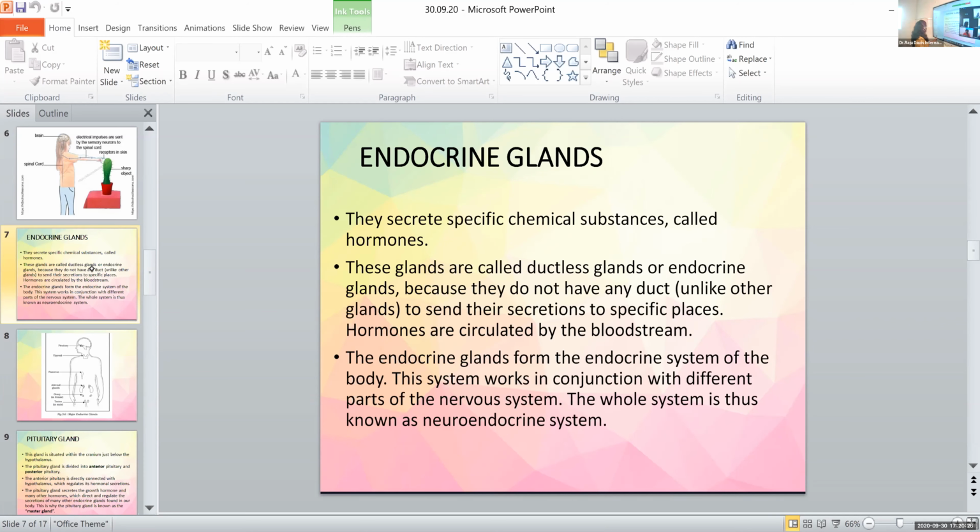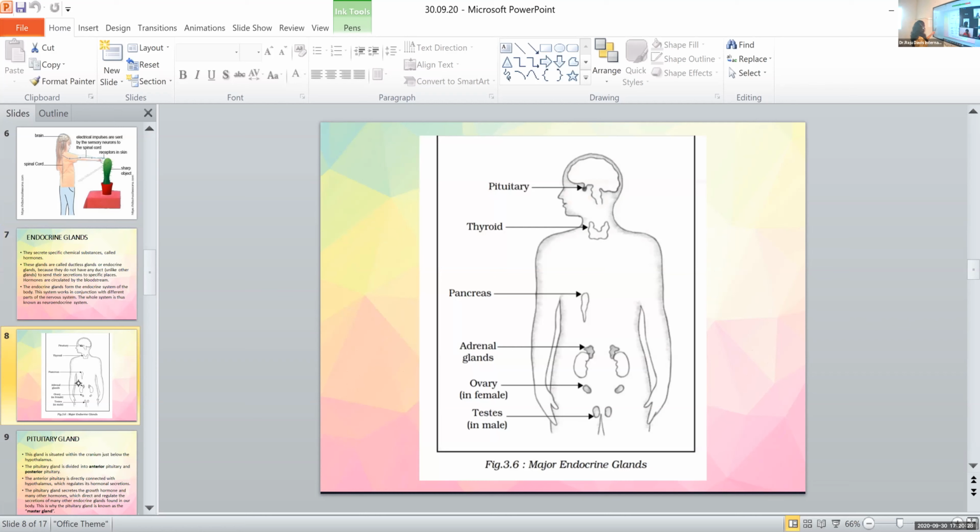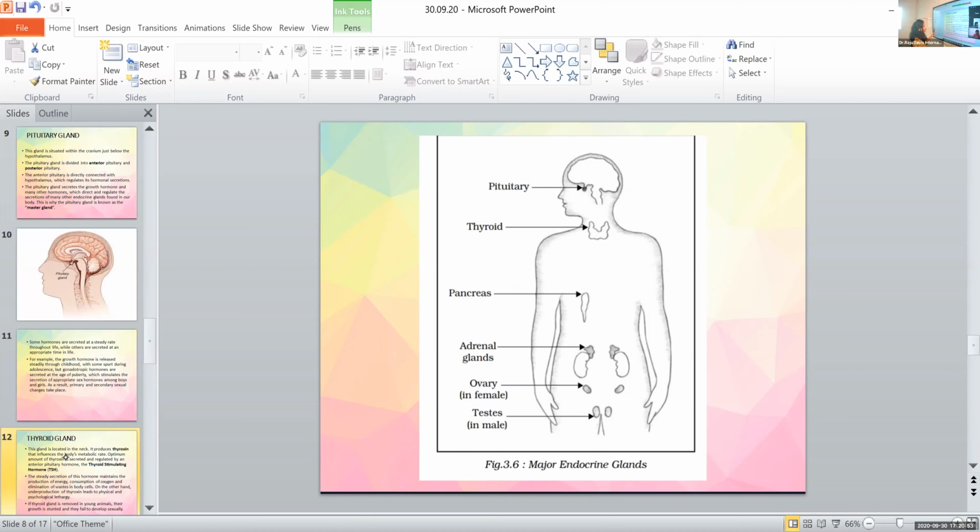And we'll see which are the major endocrine glands. So this is the picture given in your textbook. We have the pituitary gland, which is also known as the master gland. Then we have the thyroid gland. Then we have the pancreas, the adrenal glands, and the ovary as well as the testis, which are together known as the gonads. Yes, we'll start with the pituitary gland.